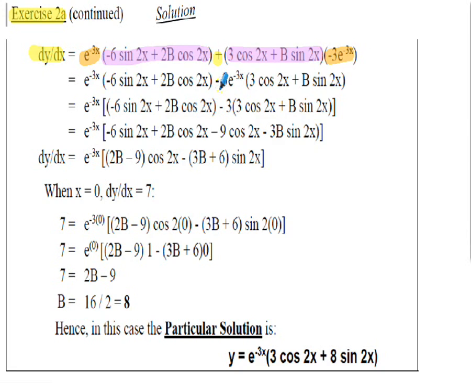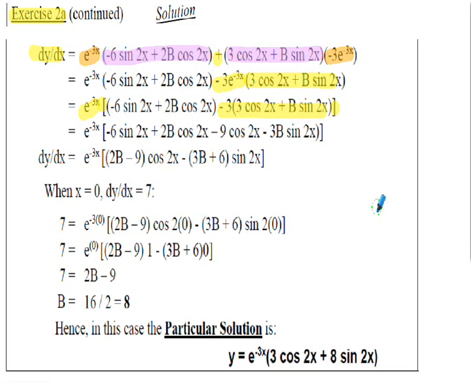What we've done on our next line is bring the negative 3e to negative 3x to the front of this bracket here. Our next line we simply factorised on e to the negative 3x. Notice use of the big square brackets here. On the next line we've simply expanded this term in the brackets, so that's negative 3 times 3 is negative 9 cos 2x, and negative 3 multiplied by the b is negative 3b sine 2x.